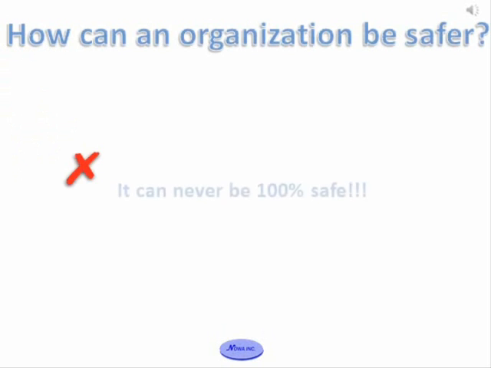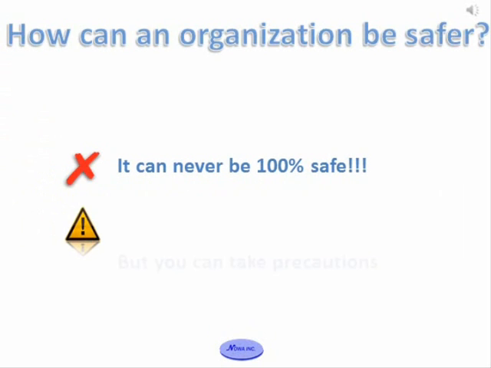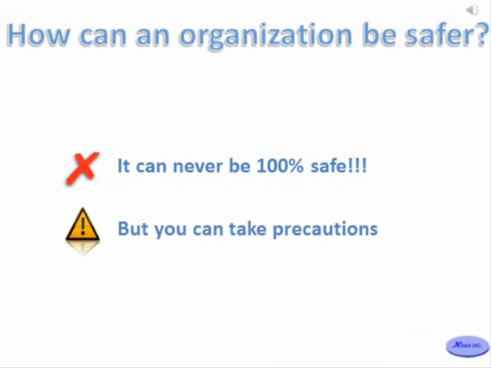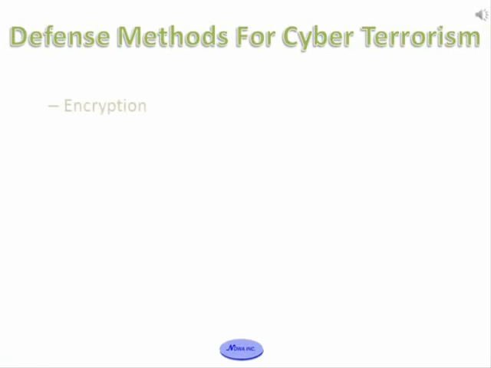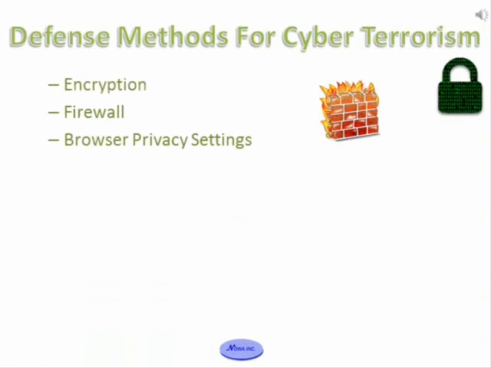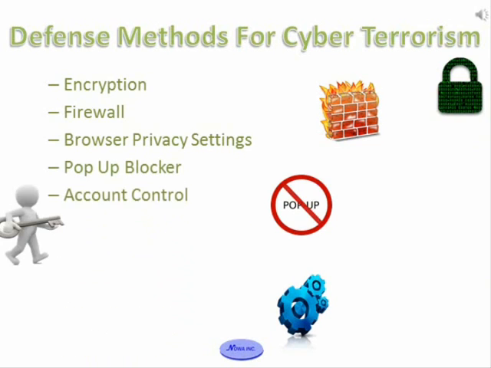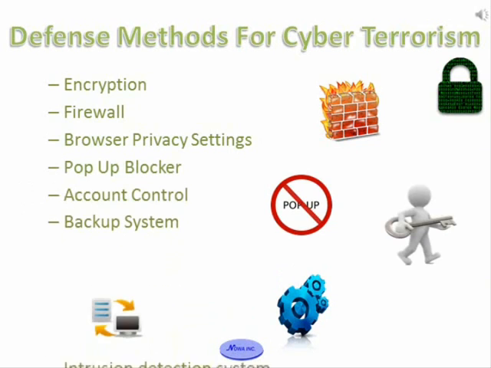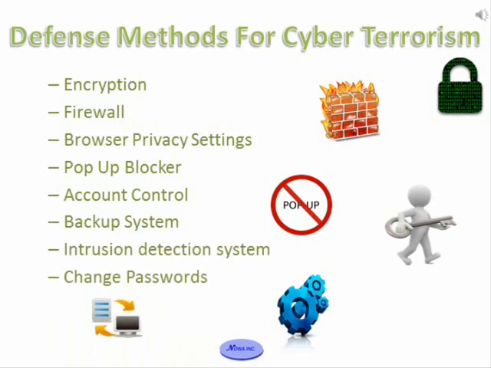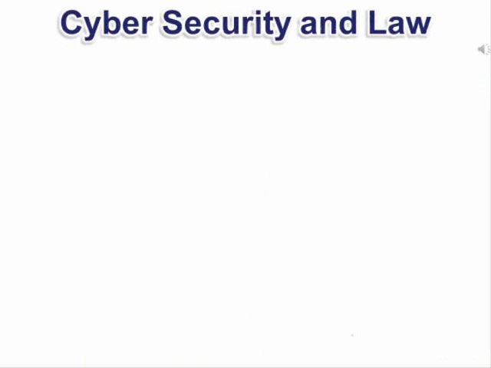How can an organization be safer? Actually, they cannot be 100% safe, but they can take some precautions. Defense methods include encryption, firewall, browser privacy settings, power blocker, account control, creating a backup system, intrusion detection system, and changing your passwords regularly. The law is also considered a tool to combat cyber terrorism.